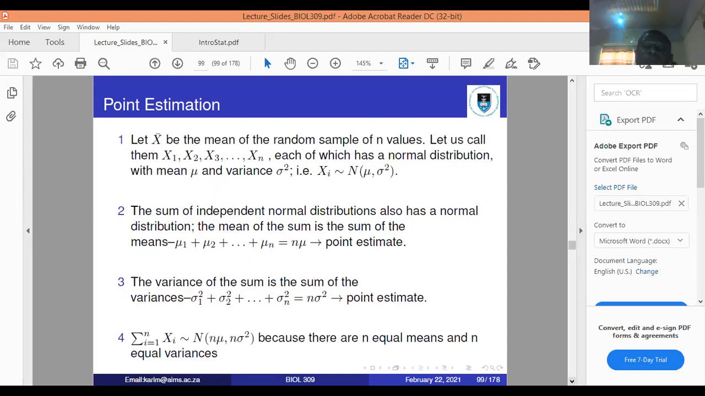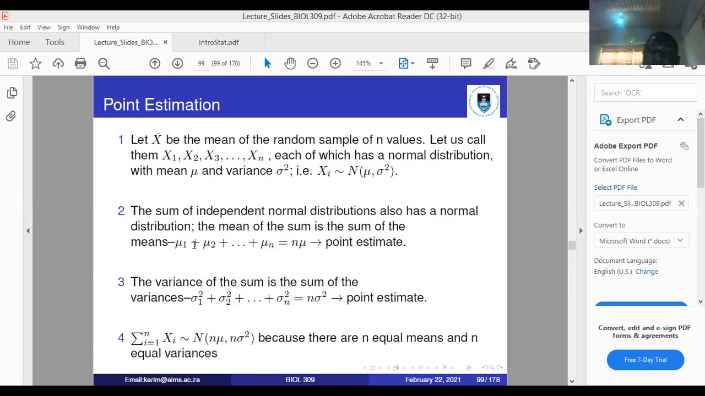So now, if you have a series of random variables x1, x2, x3, up to xn, and each of these random variables has a normal distribution like this. So x1 will have a normal distribution like this, x2 will have the same normal distribution, x3 will have the same normal distribution.